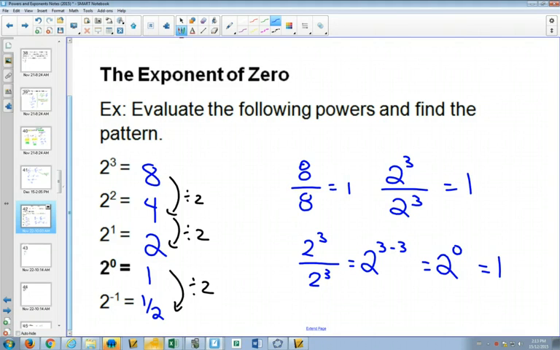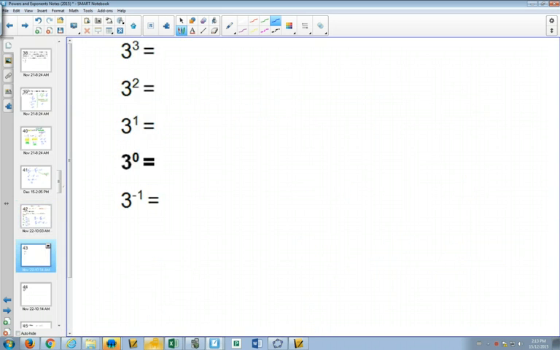Now the question is, does that only work with 2? So let's look at 3s. If you have 3 cubed, 3 times 3 times 3?